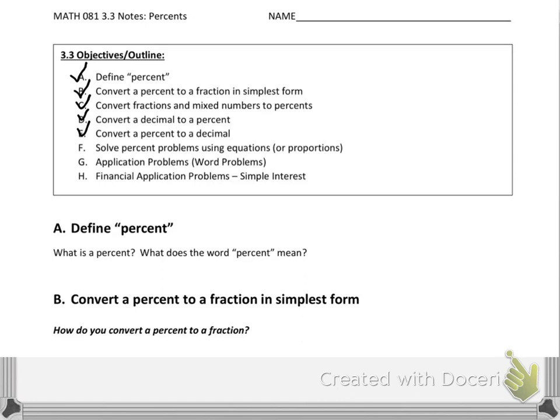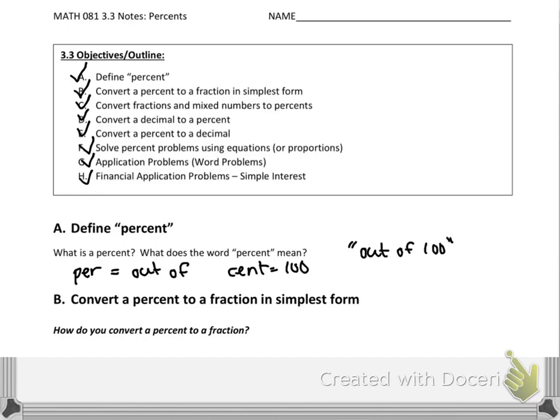In later videos in this series, we will learn how to solve percent problems. And we will do word problems and then financial word problems involving simple interest. So let's get started. What is a percent? What does the word percent mean? Well, the part of the word per literally means out of. And cent means 100. So the word percent literally means out of 100.